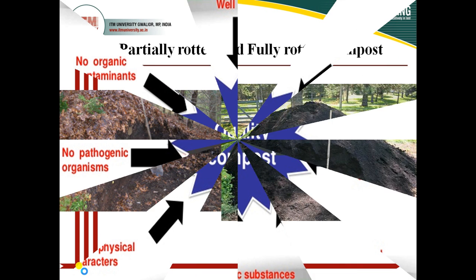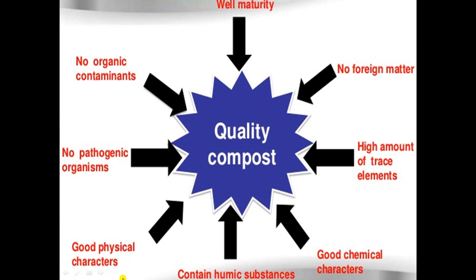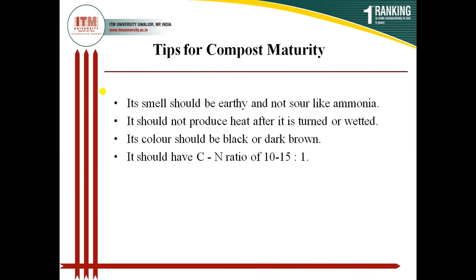I told you, if it is cloddy, then it is partially rotten. When all the clods are broken into granules and it is fully decomposed, it will be granular in structure, which means it has a good physical structure. So good physical characters, no pathogenic organisms and no organic contaminants. Organic contaminants means dry leaves and chaff, which should not be present in the compost. So it should be good quality compost.